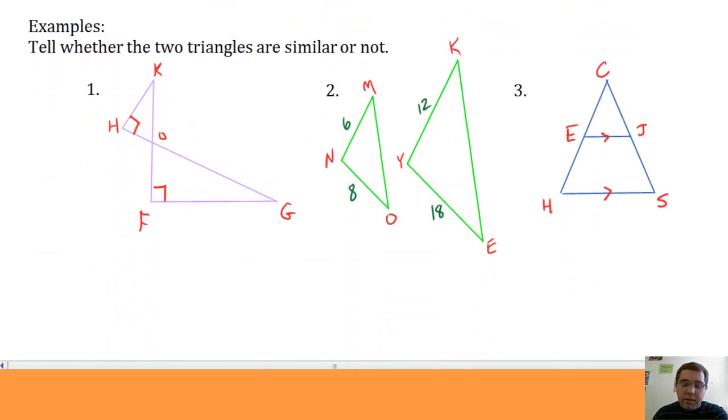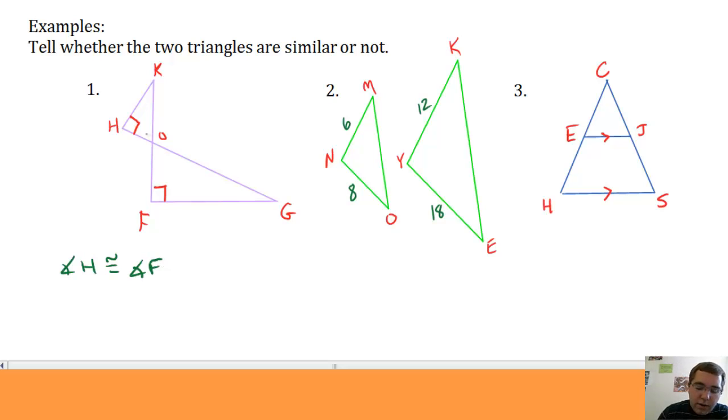Here are some examples. Tell whether the two triangles are similar or not. If they are, we're going to identify what that similarity is. So in number 1, we've got triangle HOK, triangle FOG, or FGO. Are those two triangles similar? Well, they both have a right angle. Angle H is congruent to angle F. Let me make note of that. Do they have any other angles congruent?